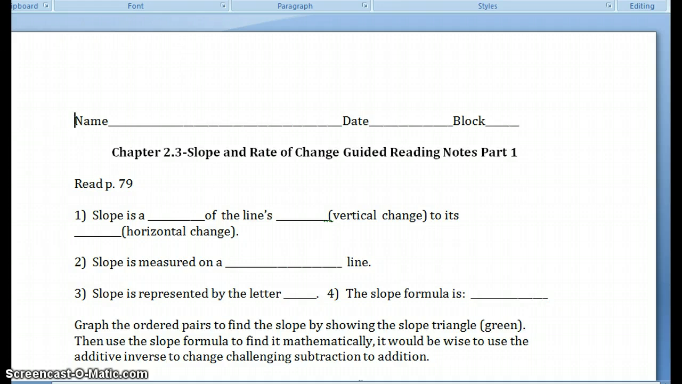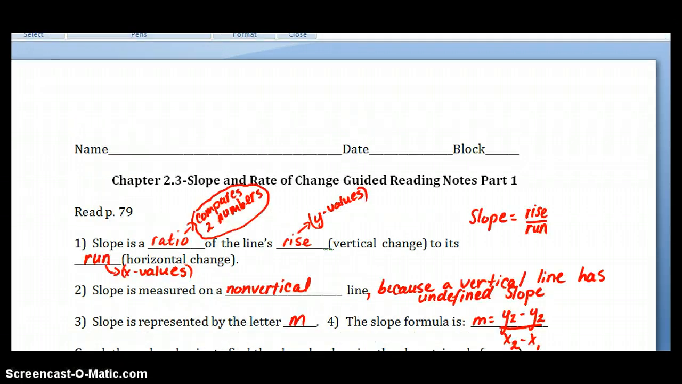So in your textbook, if you would read page 79, try to answer these questions, so you'll need to pause the recording and go ahead and turn it back on, and I'll go over those answers with you. So what you should have found, and these answers were pretty much right there, meaning you just read and you said, oh, there's the answer.